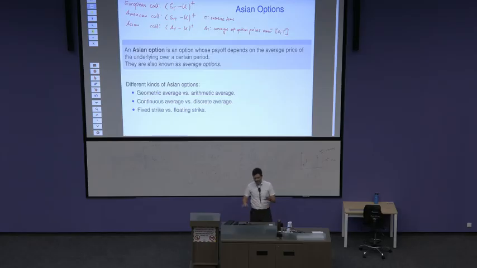And about the naming, just if you're curious, why European, why American, why Asian? Asian just because they were traded for the first time in Tokyo, at the Tokyo Stock Exchange.